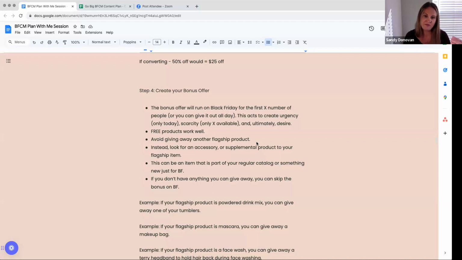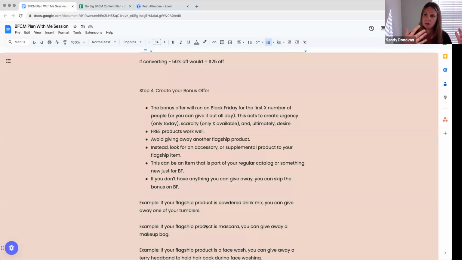We're not going to give away a flagship product. We're going to give away a complimentary or supplemental product to your flagship product. So assuming everyone's going to come in for, say, your drink powder, right? In this example, we could give away something that goes really nicely with that. A tumbler, a shaker, something like that. If your flagship product is mascara, maybe you're giving away a makeup bag.